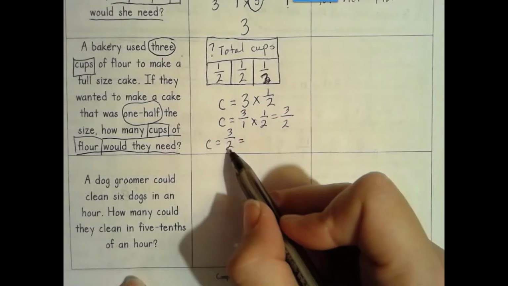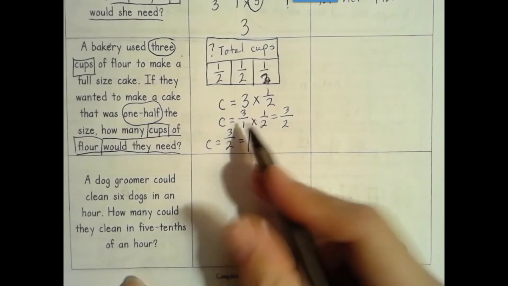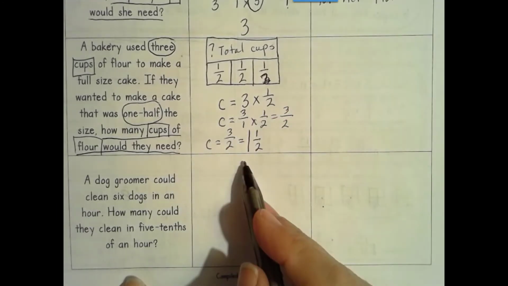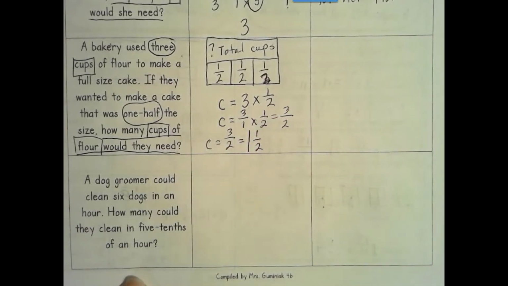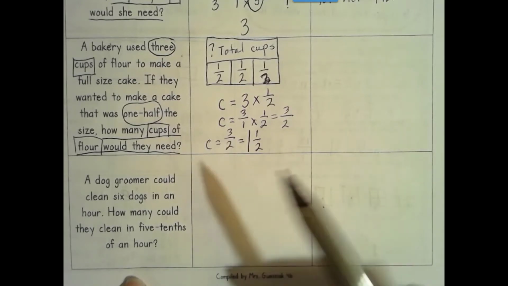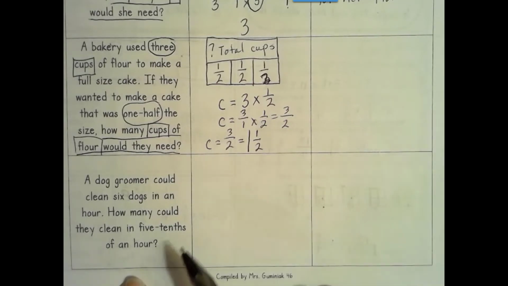How many groups of 2 can I get out of 3? 1 full group, and then I'm left with 1 piece. So I need 1 and 1/2 cups. I could also use the 1/2 cup 3 times, but it's important to be able to see it 2 different ways.